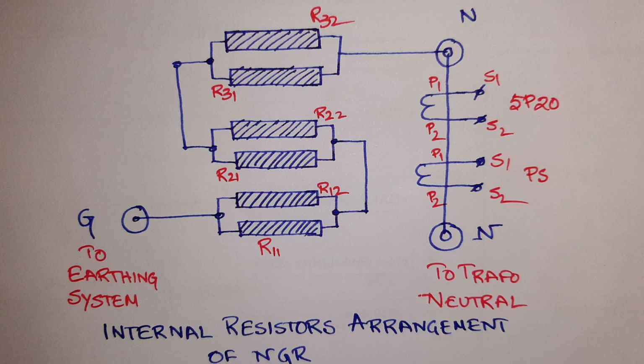Putting them inside the NGR is easier, because arranging the CT inside the NGR is a comparatively easier task than arranging it inside the transformer neutral bushing. So it is preferable that the CTs are placed in the NGR. So this is how a typical NGR is made up. The resistance elements and the CTs are connected, and this is how the NGR elements are normally represented in the circuit diagram. Now we will check the inside control circuit.